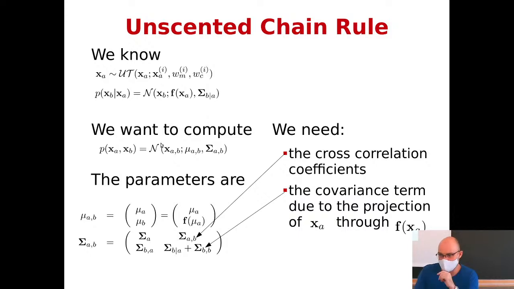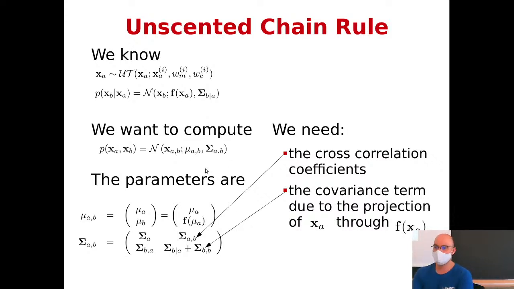Let's say that I want to compute it in covariance form, so with mean and covariance matrix. We could do this also in the unscented version, but for now, let's recover just the parameters of the joint distribution, because it will be handy in the derivation of the unscented Kalman filter.